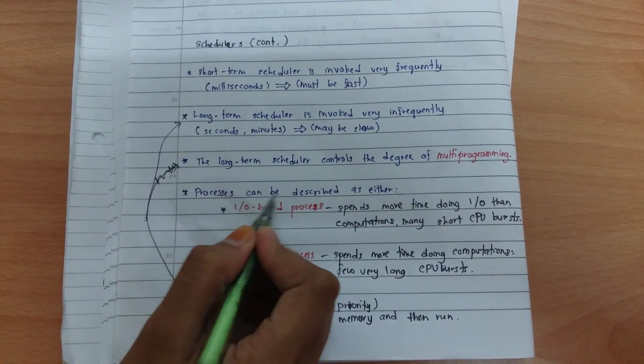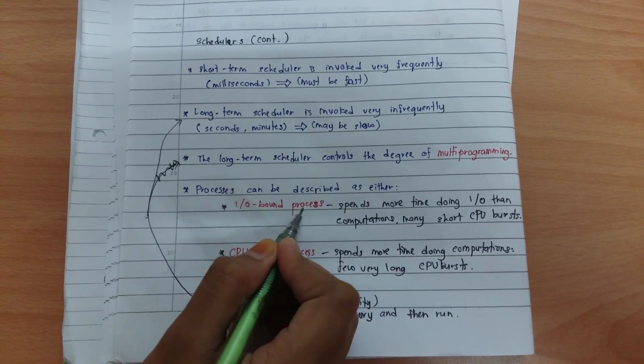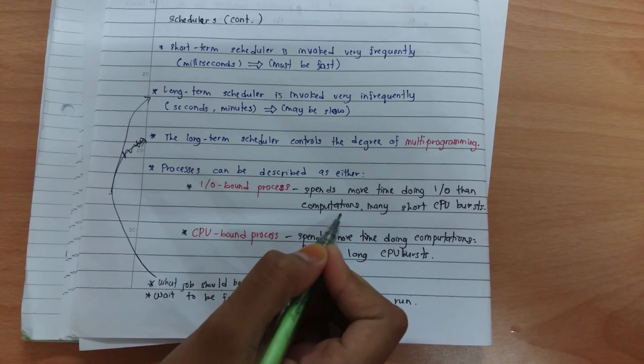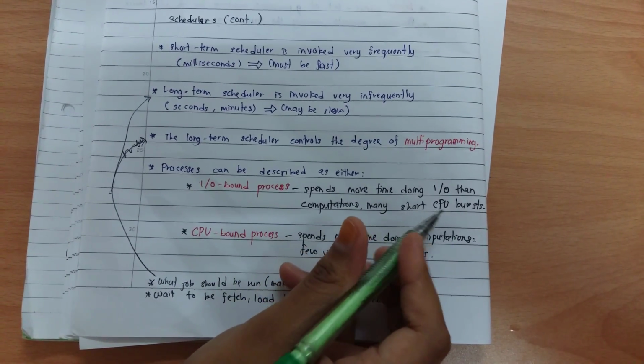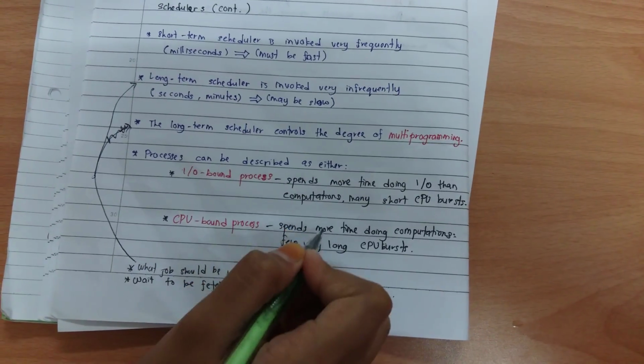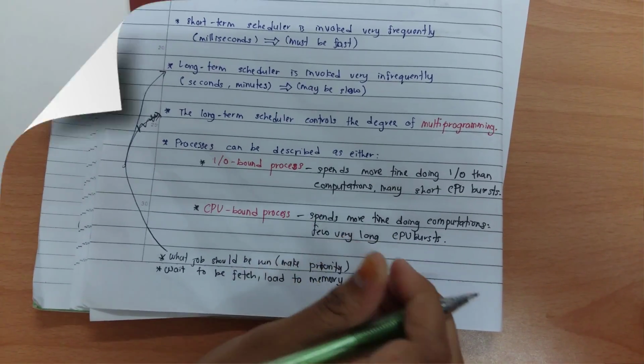Next, process can be described as either, first, I/O bound process. It spends more time doing input-output than computation, with many short CPU bursts. The second one, CPU bound process. It spends more time doing computations, with few very long CPU bursts.